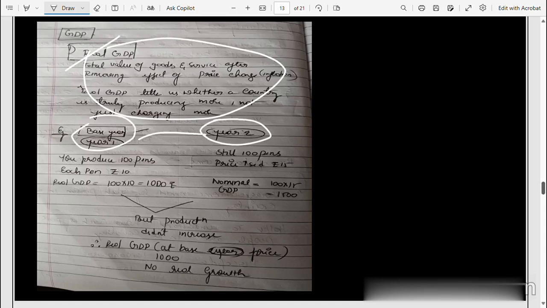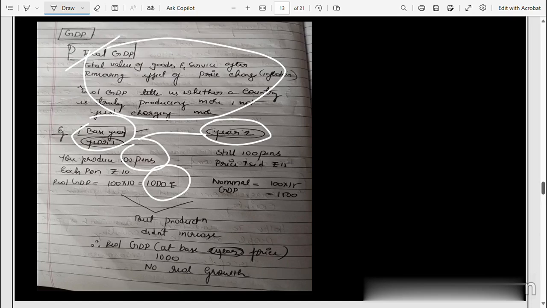Let us differentiate now. In year one, imagine you are a businessman and you produce 100 pens, and the cost of each pen is rupees 10. So what will be the real GDP? You multiply the price of each pen with your 100 pens, right? So you get 1000 rupees. So this is your real GDP.